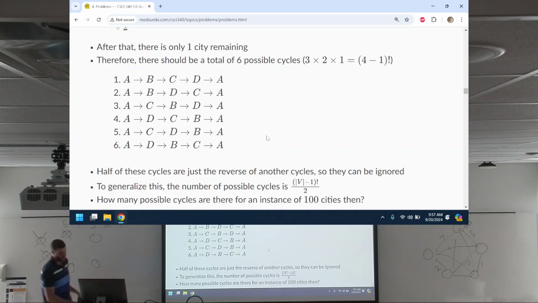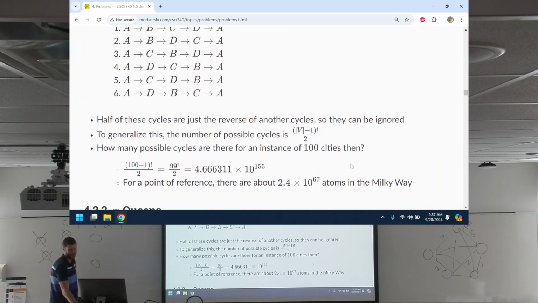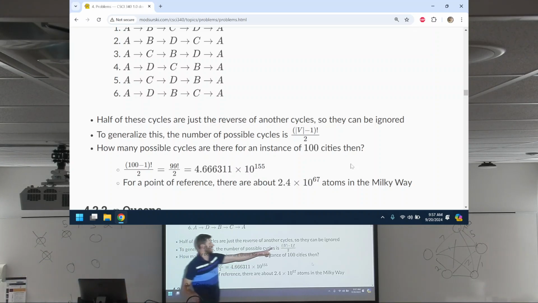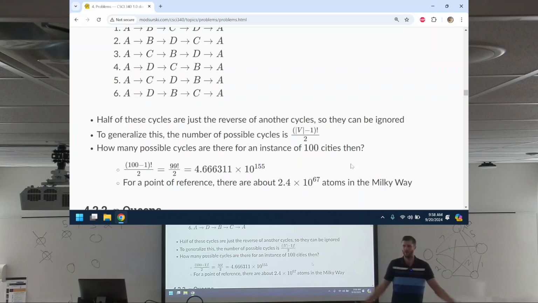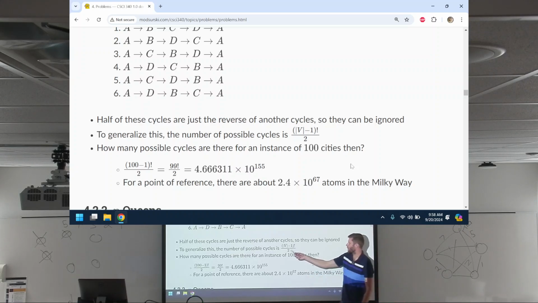Cool? So really, to get a little bit more precise, here I'm just saying the cardinality of the set V, where V is the vertices. That's just the number of cities. So the number of cities minus 1 factorial, divided by 2. That's how many there are.